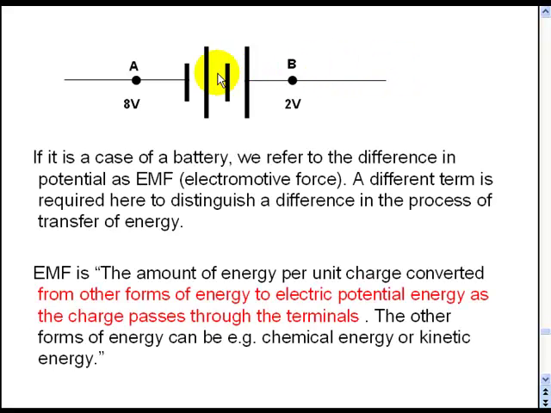If it is a case of a battery, we refer to the difference in potential as EMF, electromotive force. A different term is required here to distinguish a difference in the process of transfer of energy. EMF is the amount of energy per unit charge converted from other forms of energy to electric potential energy as the charge passes through the terminals. The other forms of energy can be, for example, chemical energy or kinetic energy.